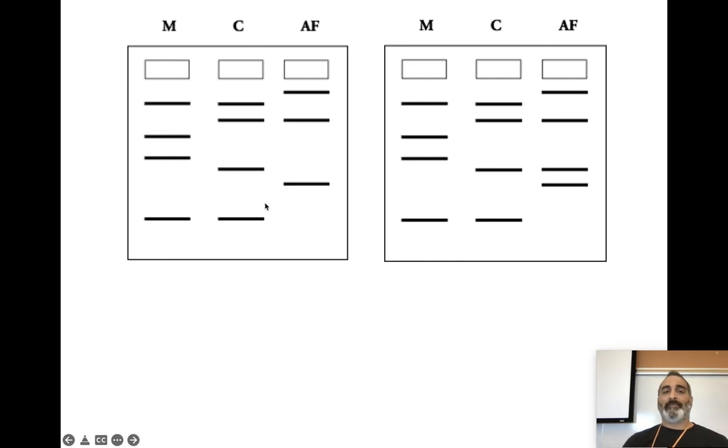Okay, here's another one. Mom, child, alleged father. Let's see. Okay, this one here. This piece matches mom. This piece matches this person. This piece doesn't match mom, doesn't match dad. So then this right here proves that this is not the father. Because if mom doesn't have it, then it must come from the dad, and the dad doesn't have it. Okay, so this is not the father. Even though a piece matches, this fragment does not match up, so therefore that is not the father.